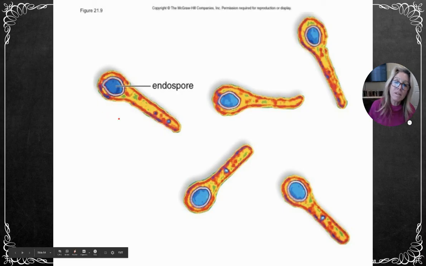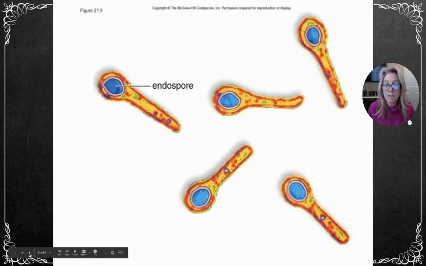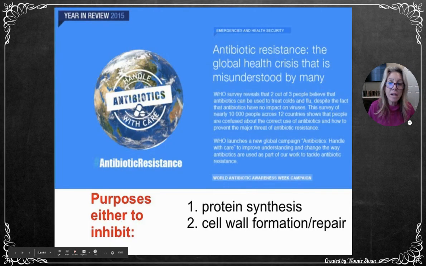The reason why this is important is because think of it as like bacteria in hibernation, and so they can still be, put in the right environment, like anthrax can go into an endospore, but put in the right environment can still cause harm in our bodies. Certain pathogens have been used as weapons, like anthrax and smallpox and the plague and botulism. I certainly do not promote that.